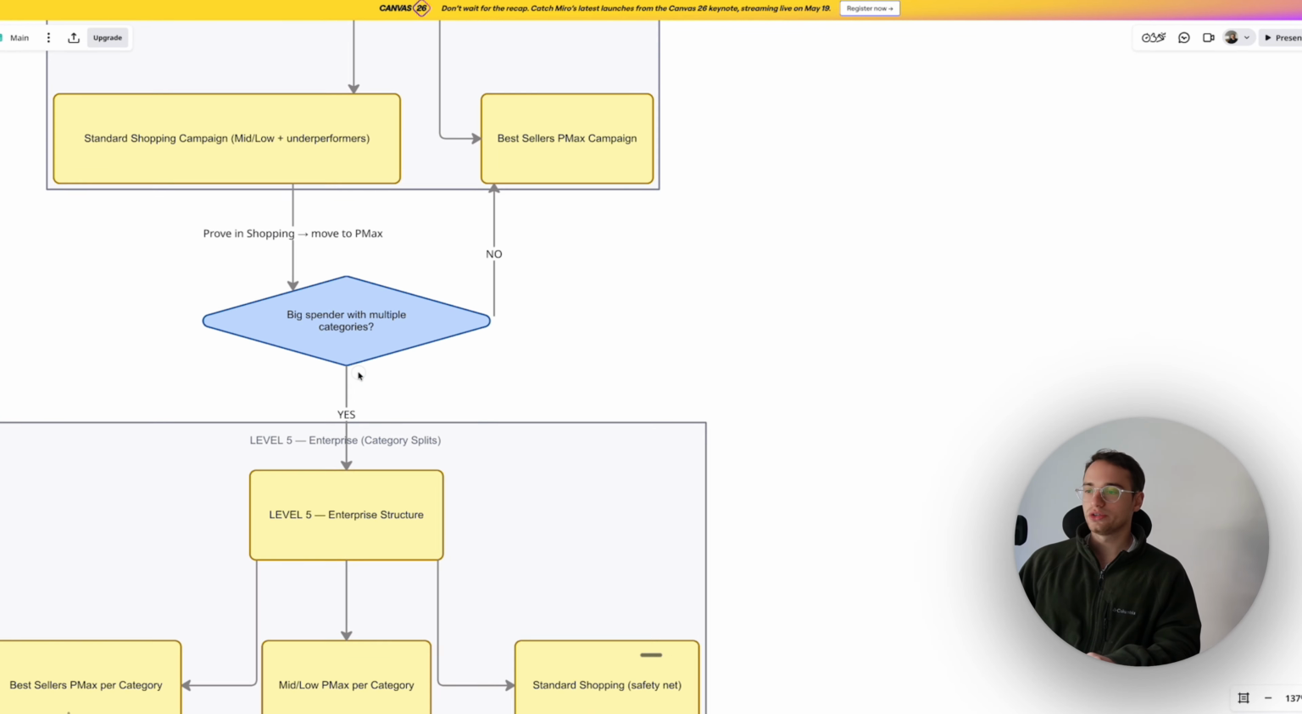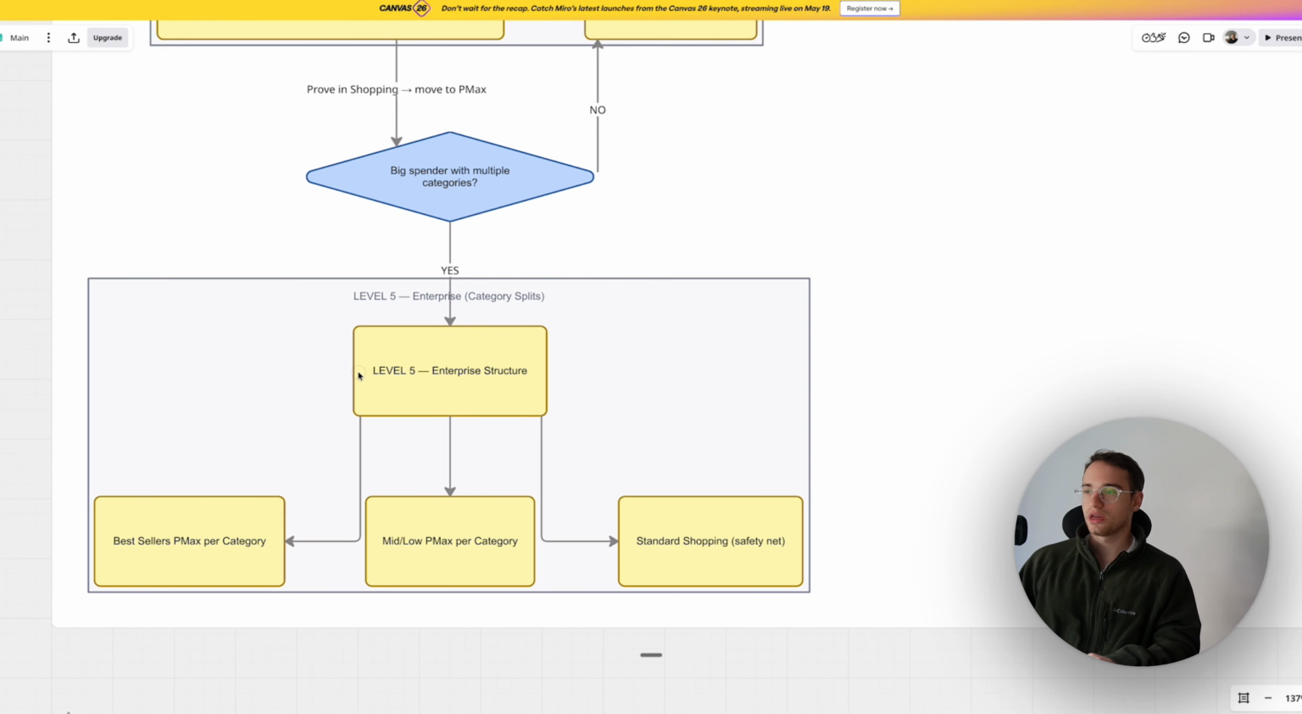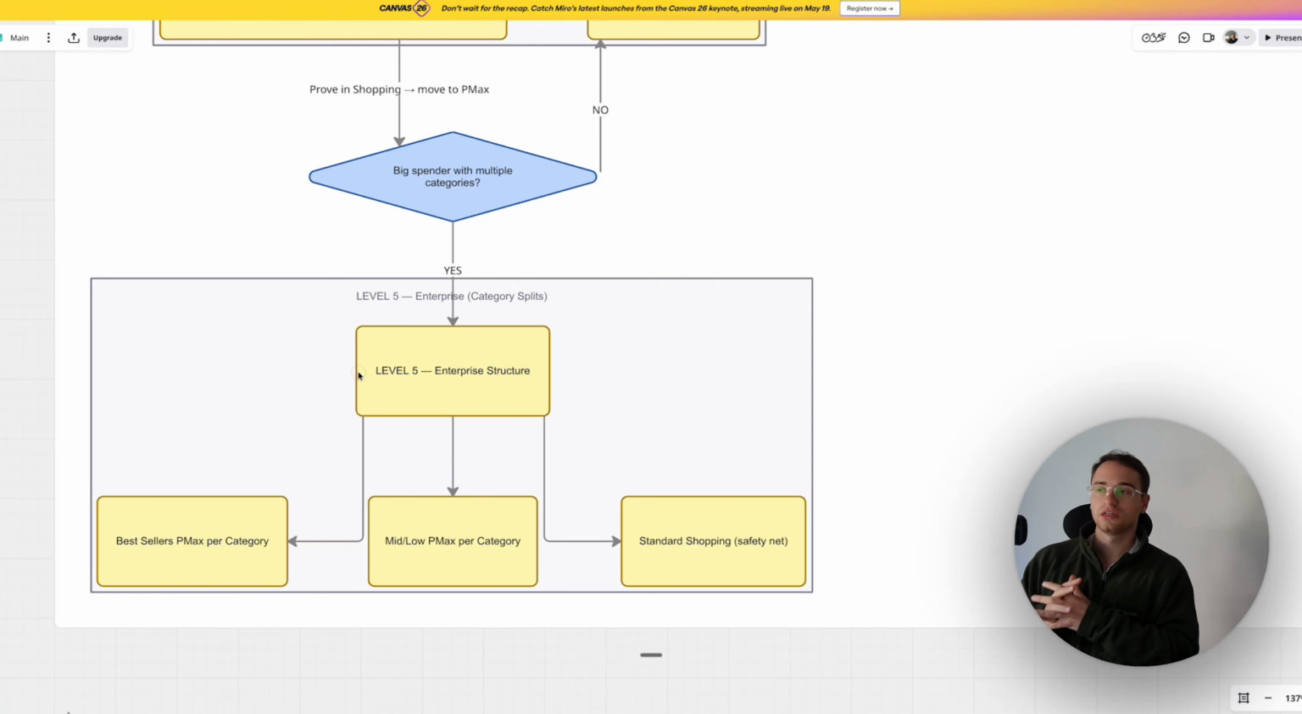Now, we go a level deeper here, which again, if you have a big spender, maybe a mid-size business, and you have multiple categories, a kind of expanding product line, this is how we actually use it. But bear with me, this is a lot of budget. Potentially we're talking about more than 2-3K a day on Google.